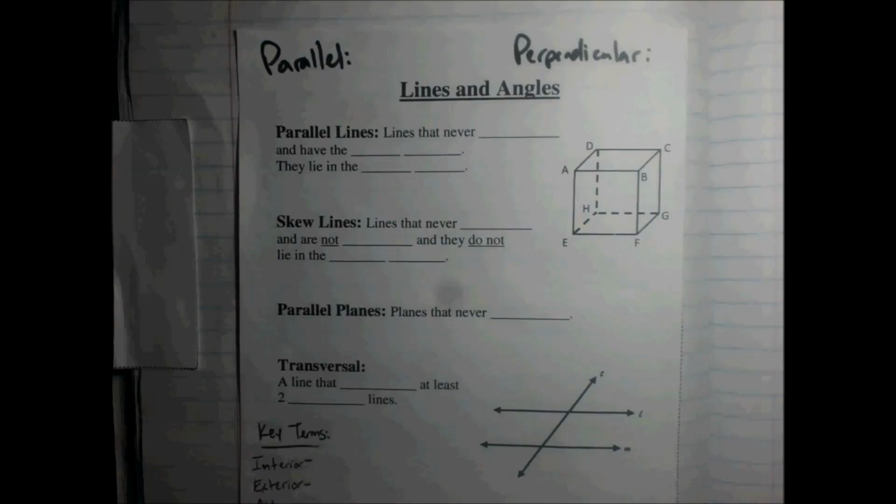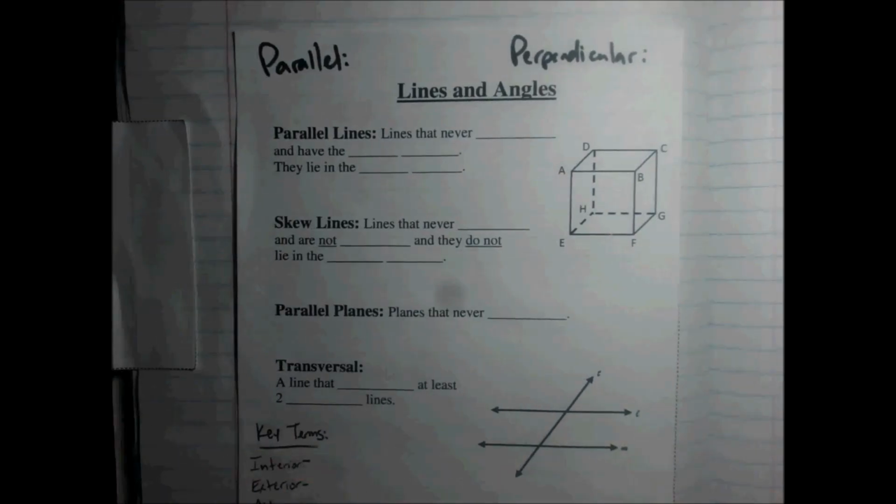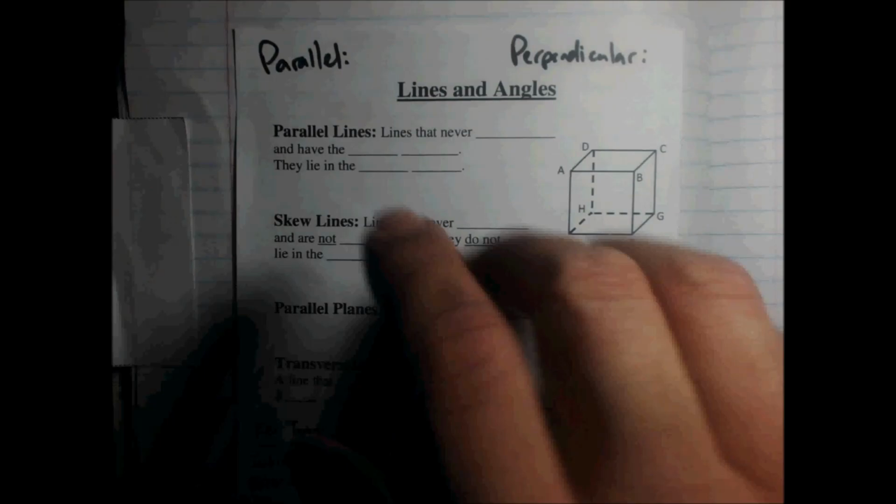All right. So lines and angles. We're talking about parallel and perpendicular lines. What this unit's about, right? Parallel lines are a huge thing about this one because there's a lot of different ideas we get from parallel lines, right? We'll talk about them in a little bit.